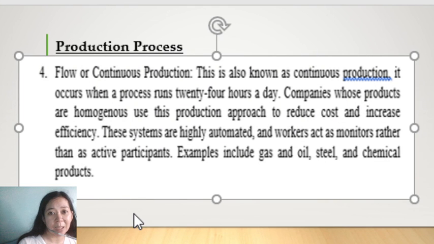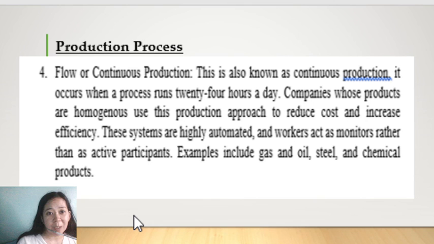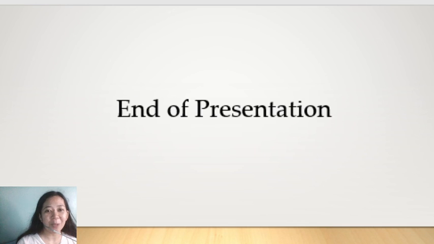The last is the flow or continuous production. It occurs when a process runs 24 hours a day. Companies whose products are the same use this production approach to reduce cost and increase efficiency. The systems are highly automated here, and workers act as monitors rather than active participants because they are mostly dependent on the technology, machinery, and equipment for production. Examples of goods under this kind of production process include gas and oil, steel, and chemical products. So that ends our module.